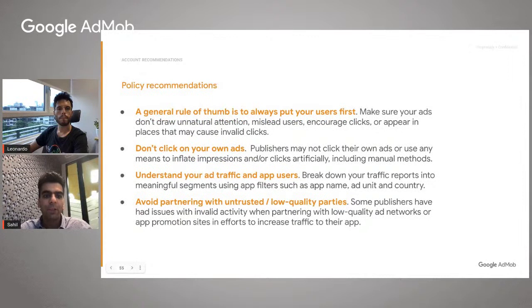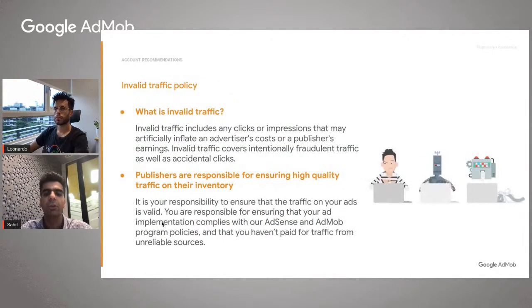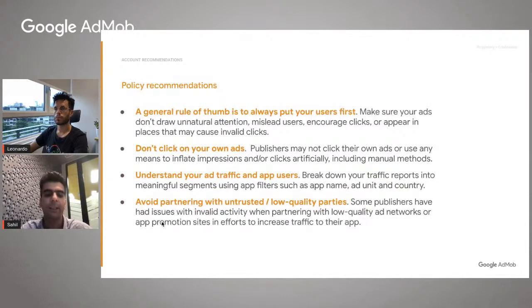Now, once we understand what invalid traffic is and what the types of invalid traffic are, we also want to provide you with ways of how to avoid invalid traffic. A general rule of thumb is always to put your users first by making sure that you don't draw any unnatural attention or mislead users to click ads, because that would directly cause invalid clicks. Also, please refrain from clicking on your own ads. Publishers may not click their own ads or use any means to inflate impressions or clicks artificially, including any manual method.